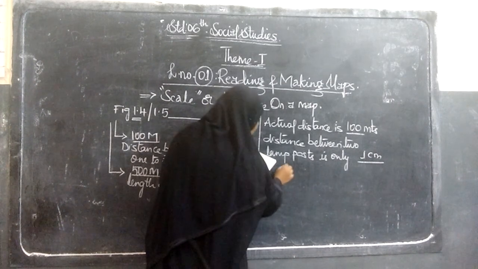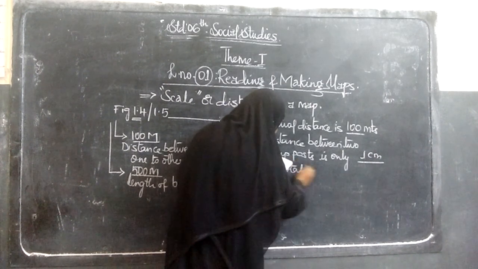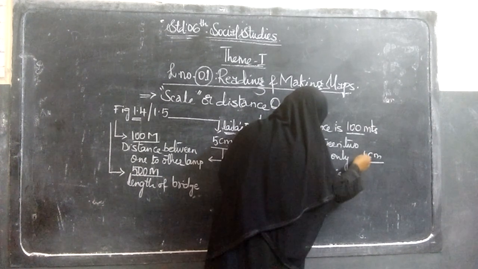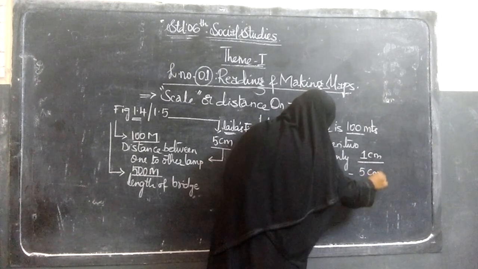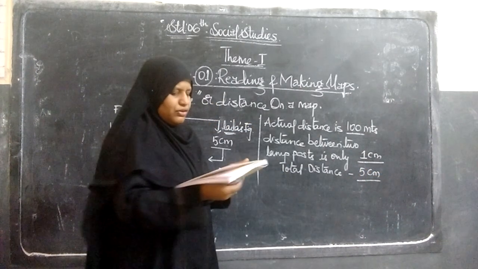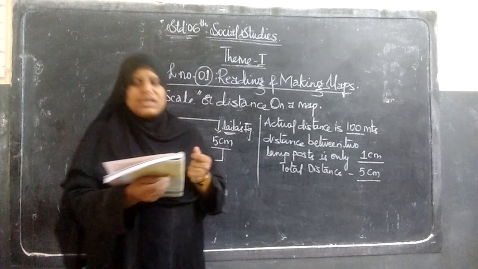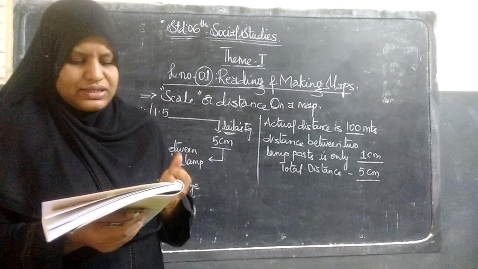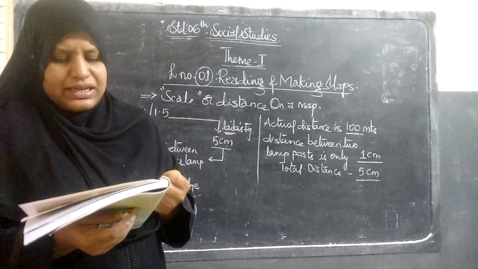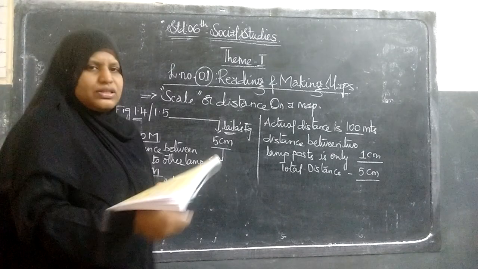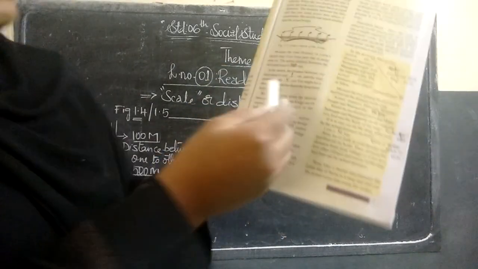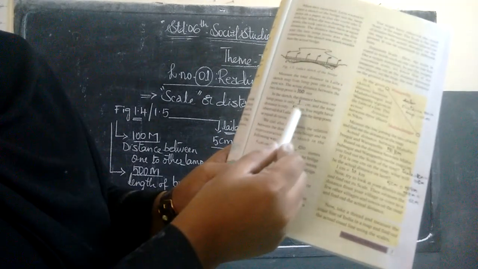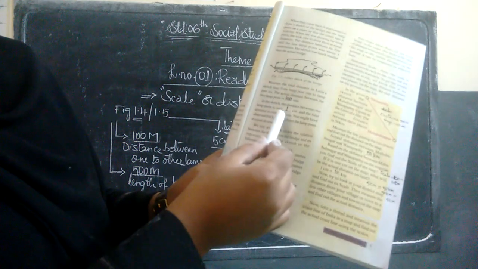Next, the total distance is 5 centimeters. Now, you might have also observed Laila has drawn the lamp posts at equal distance. You can also write down the relation between the distance of the bridge and its representation in the sketch in the following way. So this is what we are going to write down. In the first row, 100 meters, then 1 centimeter. In the second column, 500 meters, then 5 centimeters.